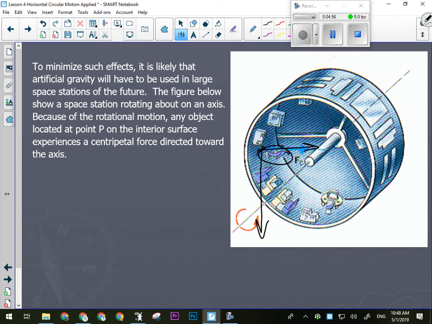Because really on Earth, it's the same force that we feel. We don't feel gravity. We feel the normal force of the floor or the ground pushing back on us. So this feels just like gravity. Okay? And we can change it depending on how big that drum is or how fast it spins.